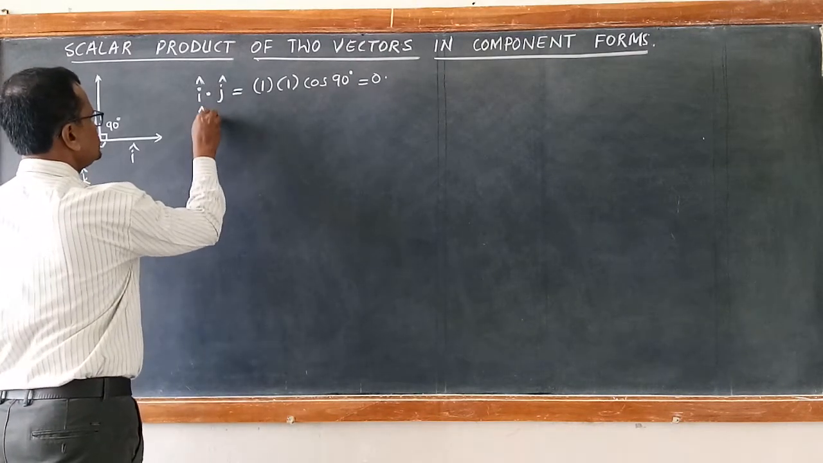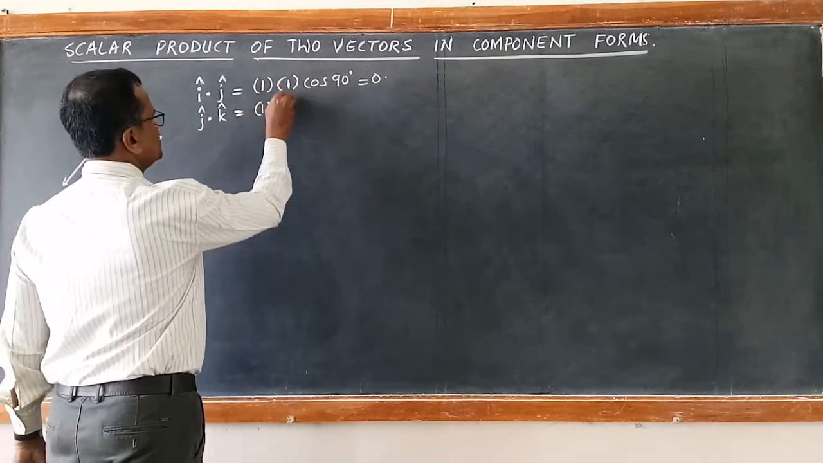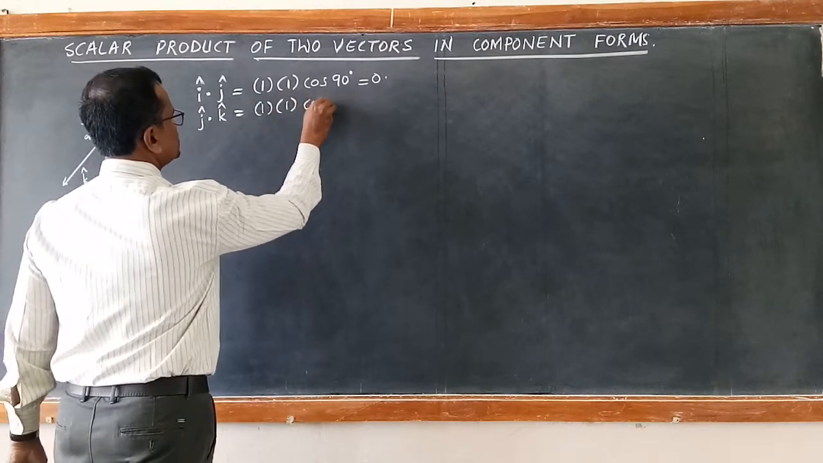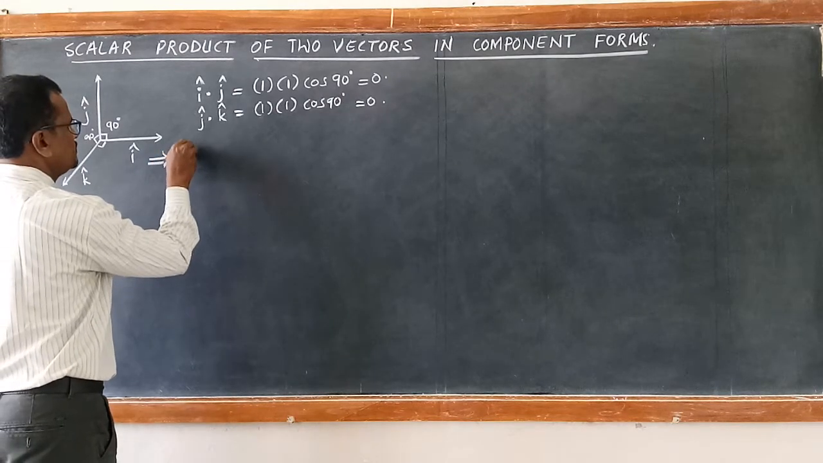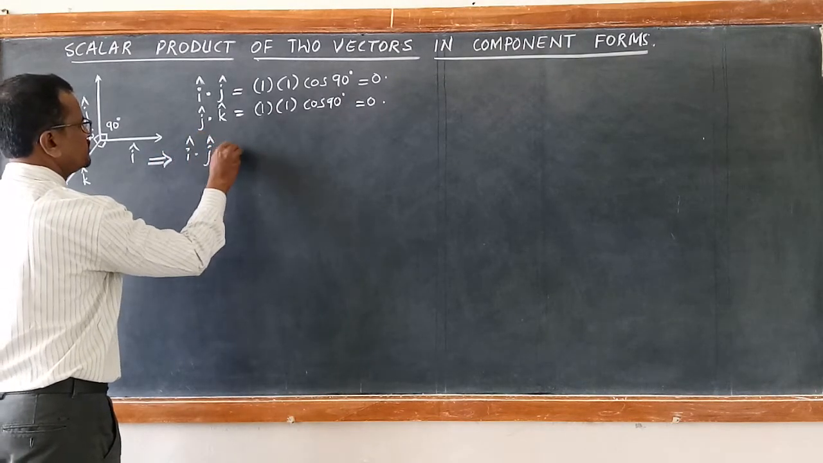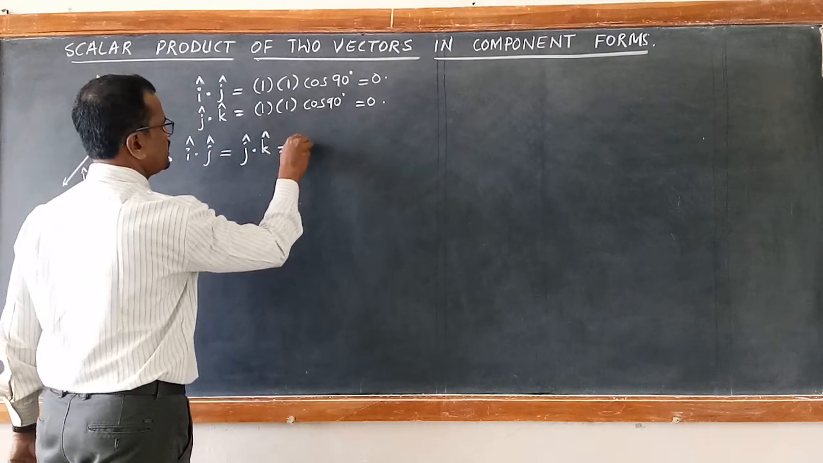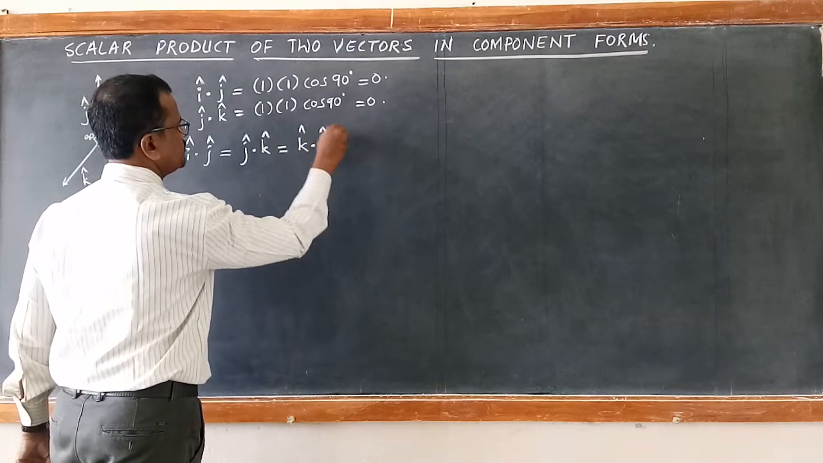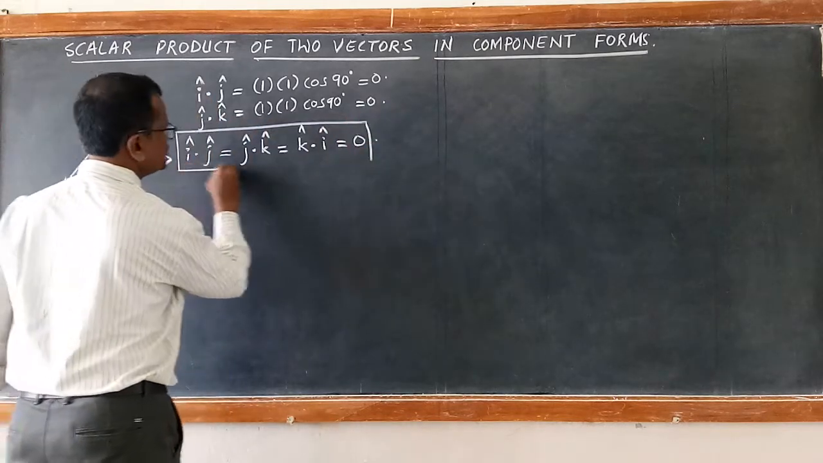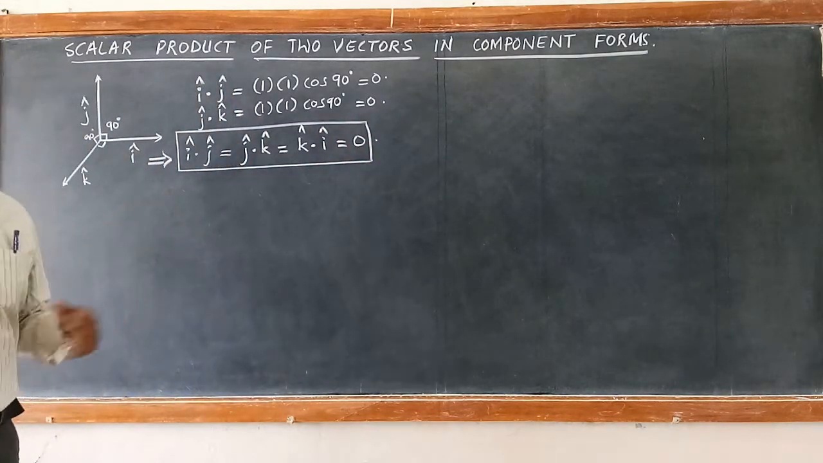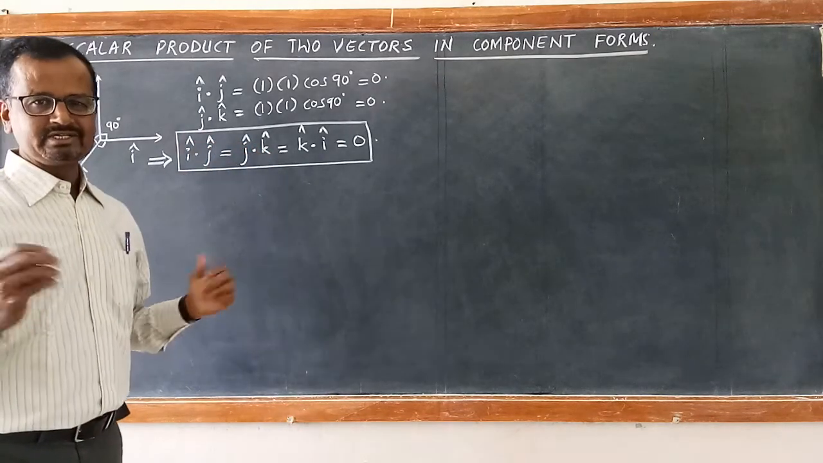In the same way, j dot k is also going to be 0. Magnitude of j is 1, magnitude of k is also 1, into cos 90, which becomes 0. This implies you can write i dot j equal to j dot k equal to k dot i equal to 0. This is a very important result, because the angle between them is 90 degrees. Therefore, the dot product of these mutually perpendicular unit vectors is 0.